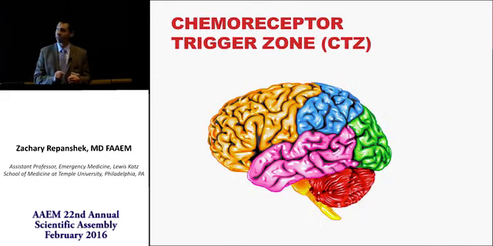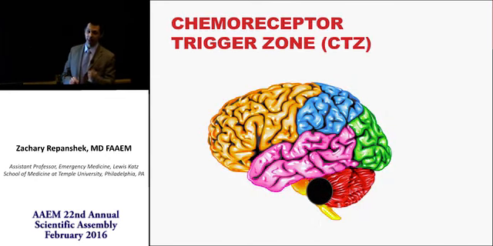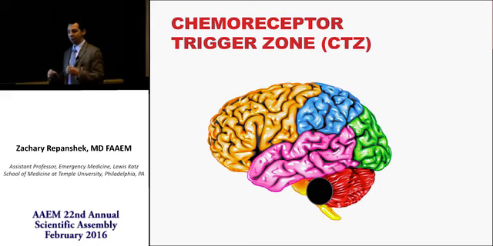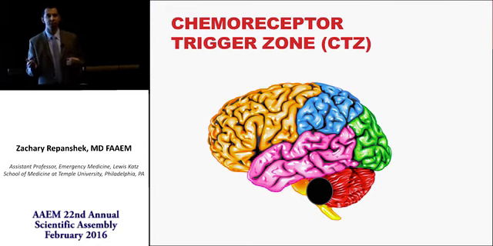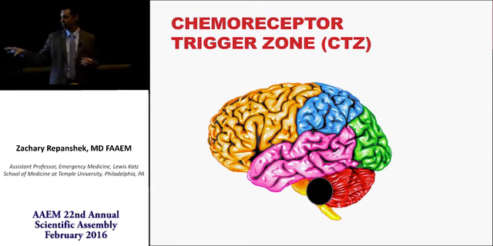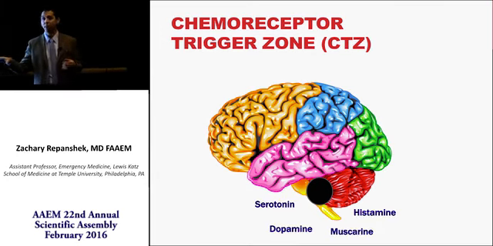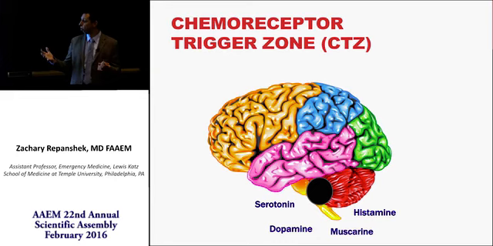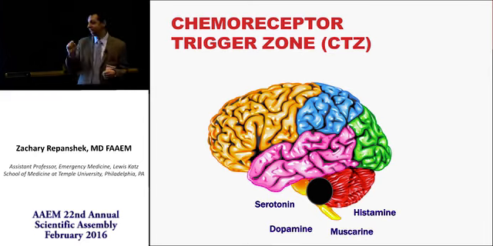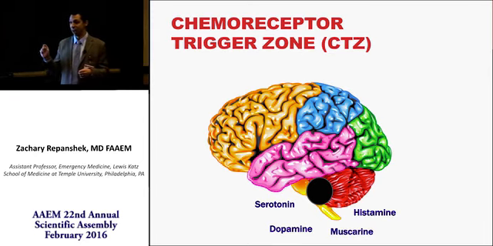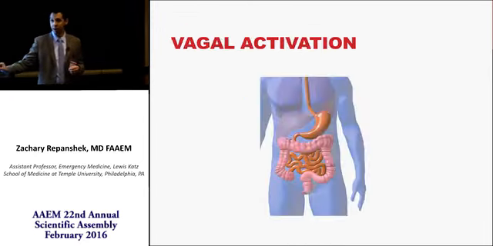So the first area is the chemoreceptor trigger zone, which is at the base of the skull. A lot of different neurotoxins and inflammatory markers, when they come through the brain, they stimulate this area and cause vomiting. This is why patients with DKA vomit. So there's a couple different neurotransmitters that work at this site. And knowing the specific neurotransmitter is important because that's how we can decide which medication is going to be best to work on that area.